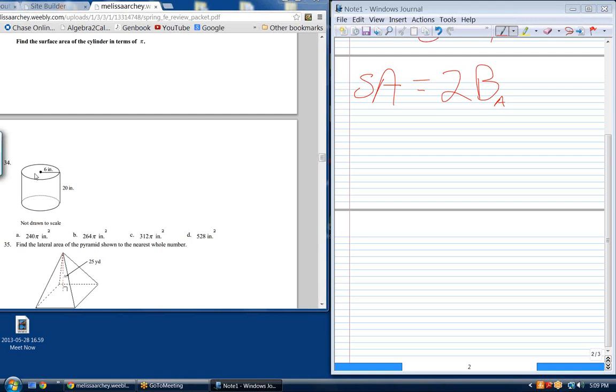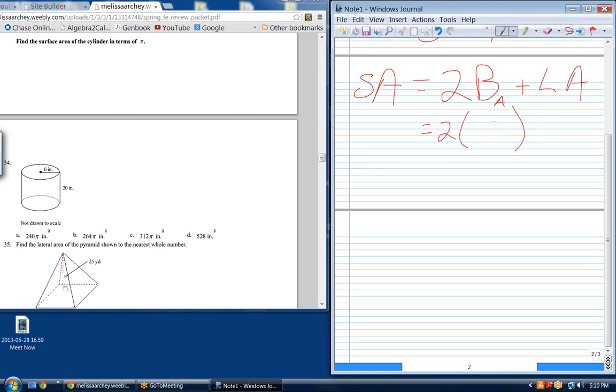Capital B is the area of one base. And what are we going to add to that? The lateral area. So it's 2 times the area of the base, right, we got two bases. Remember, surface area is just counting up all of the outside. So we got this circle here, we got the bottom circle, and then we got the part that's wrapped around the middle. So that's why it's 2 bases plus the lateral area.